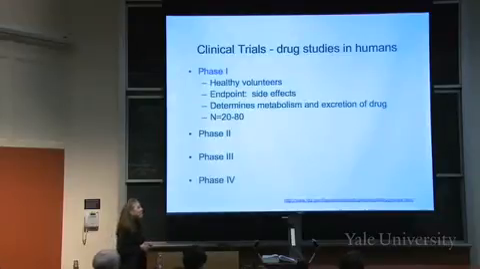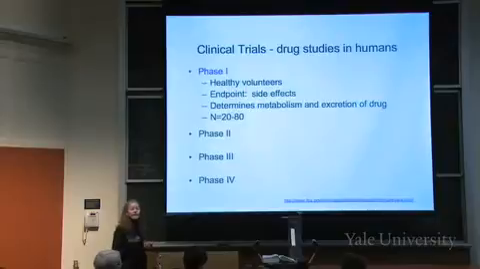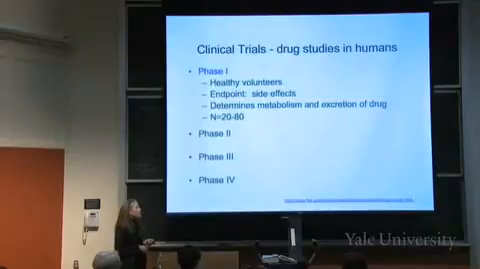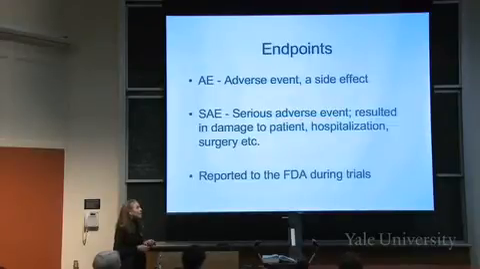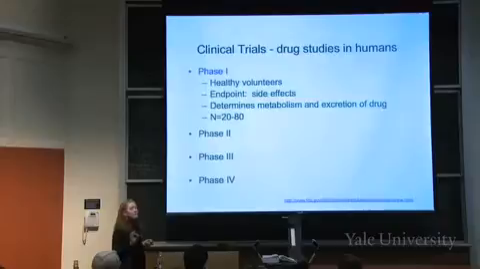Phase 1 is used in healthy volunteers. The endpoint is really safety. They want to know what are the side effects. Is this a drug that we can actually give to the public? And they also use a lot of studies to determine metabolism and excretion of the drug at this point in development. And these are usually smaller studies. They usually only need anywhere from 20 to 100 patients for these. And then, let me say just a little bit about safety.